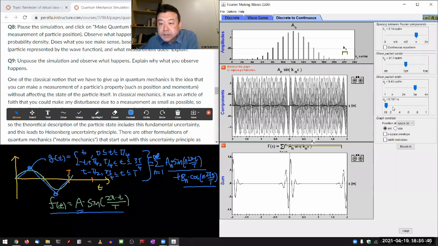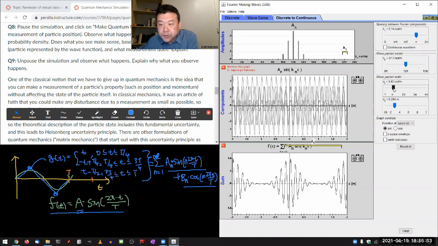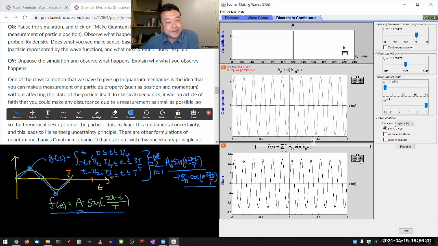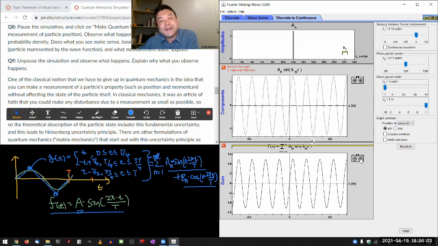So let me start out with a place where you might recognize it better. I hope this is something that you recognize. What I'm showing here is just a sinusoidal wave.